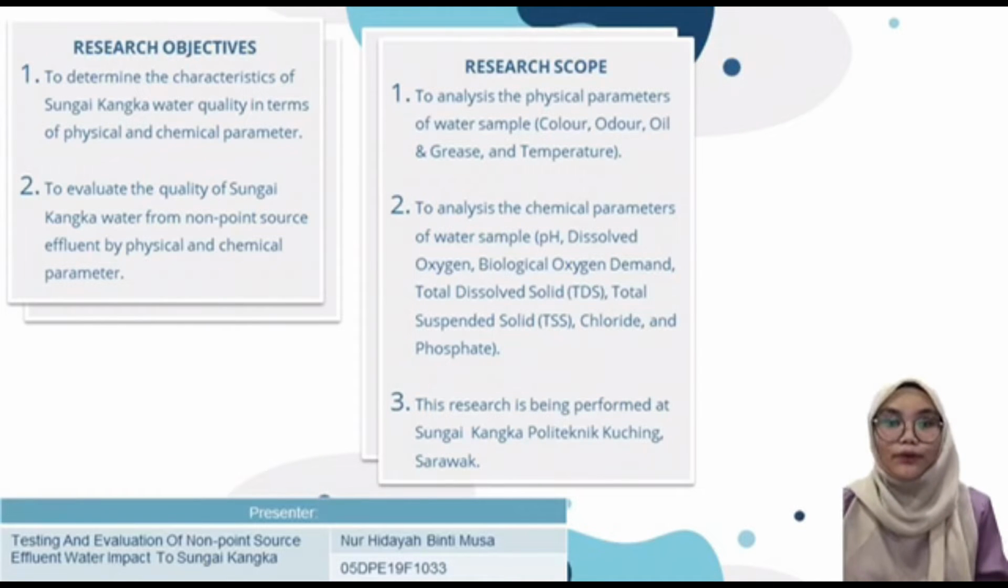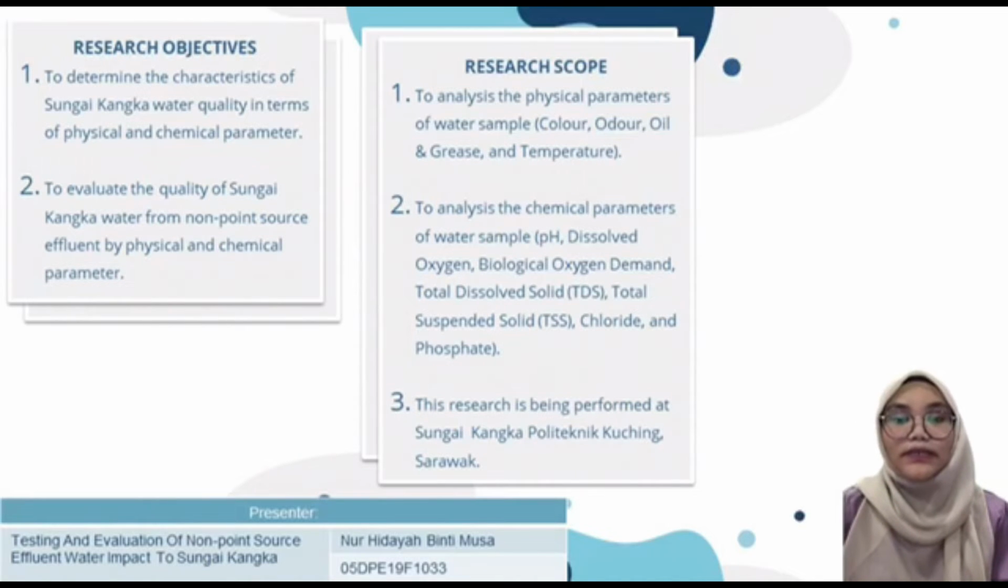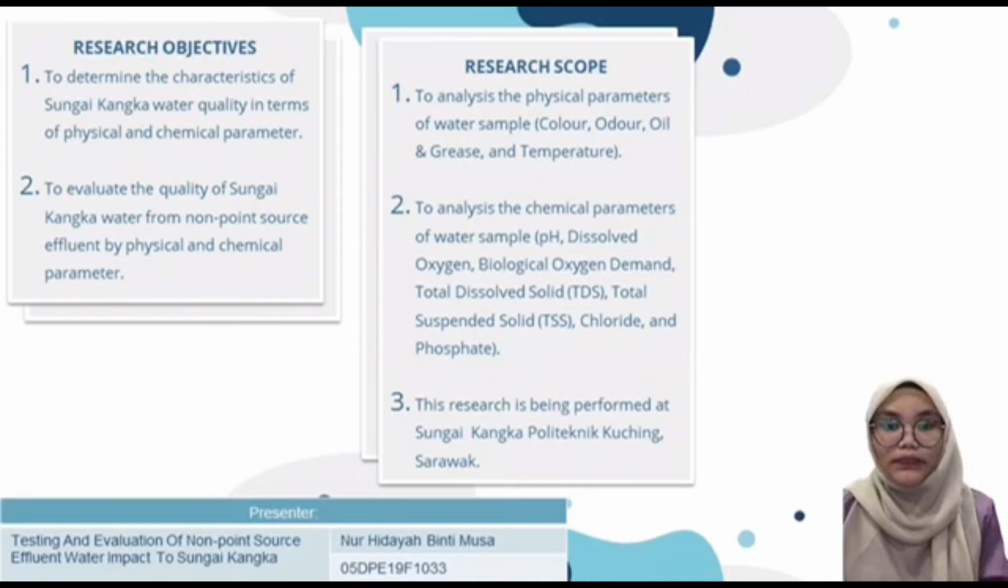Then, the research scope. First, to analyze the physical parameters of the water sample, which are color, odor, oil and grease, and also temperature. Second, to analyze the chemical parameters of the water sample, which are pH, dissolved oxygen, biological oxygen demand, total dissolved solids, total suspended solids, chloride and phosphate. Third, this research is being performed at Sungai Kangka Polytechnic Kuching Sarawak.